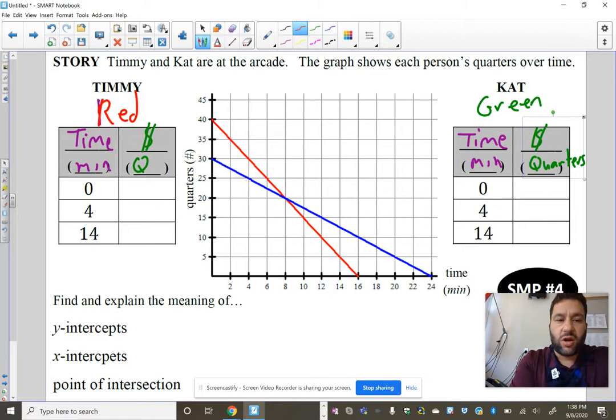So if we want to fill in this chart, at 0 minutes, how many quarters does Timmy have? He has 40 quarters. At 4 minutes, he has 30 quarters. And at 14 minutes, remember he's red again, he's down to 5. Whereas Kat at 0 minutes would have 30.